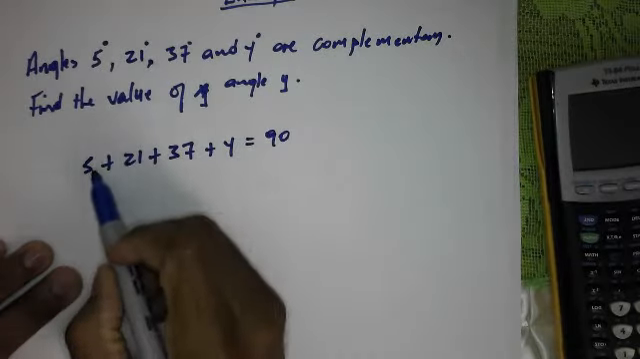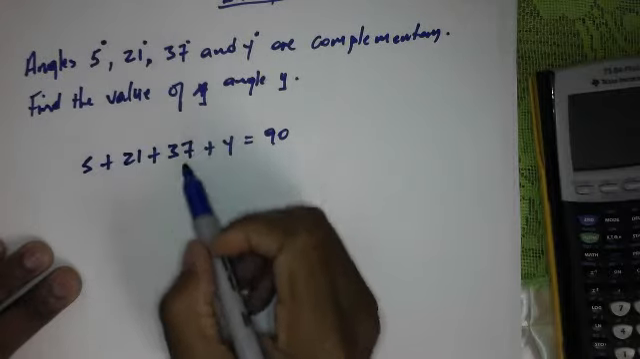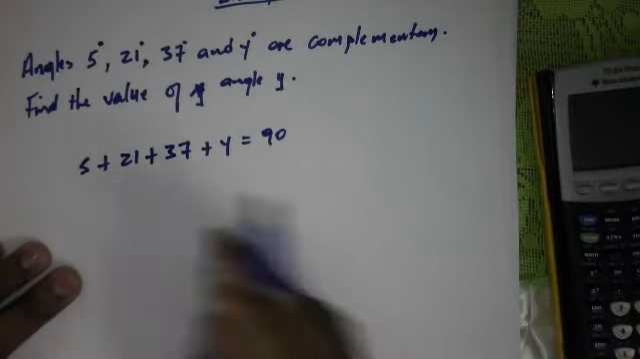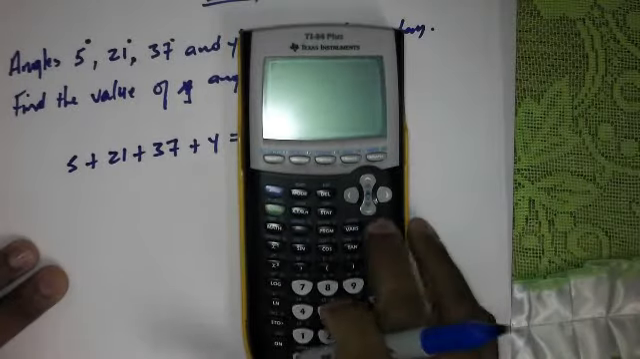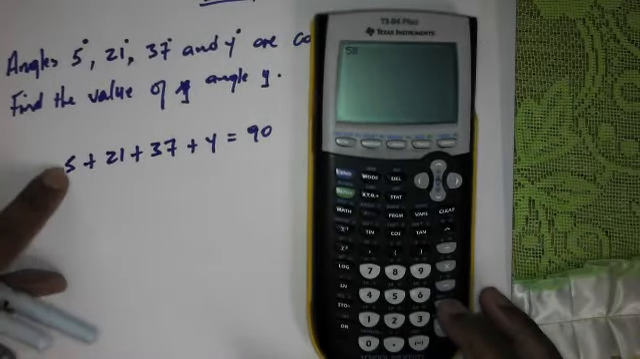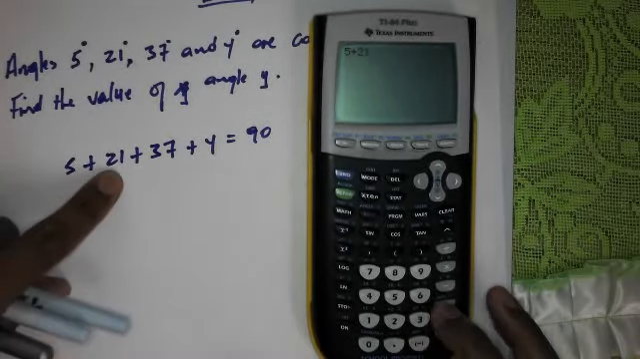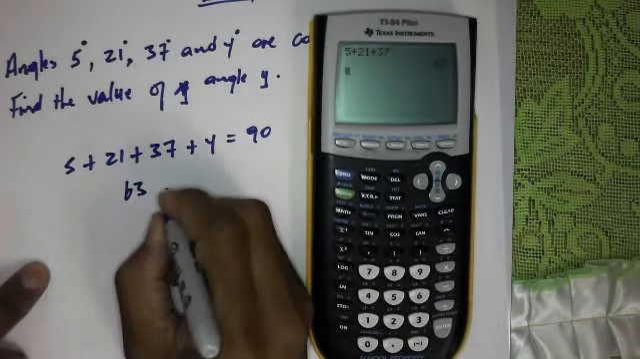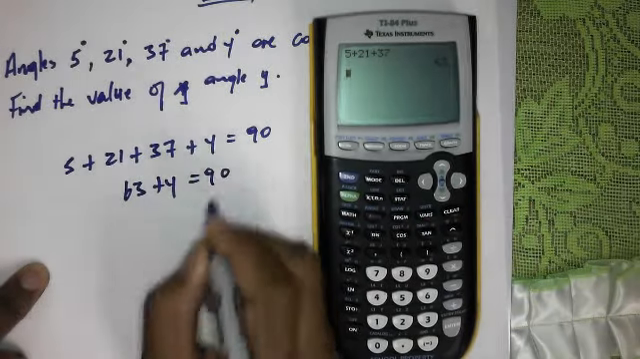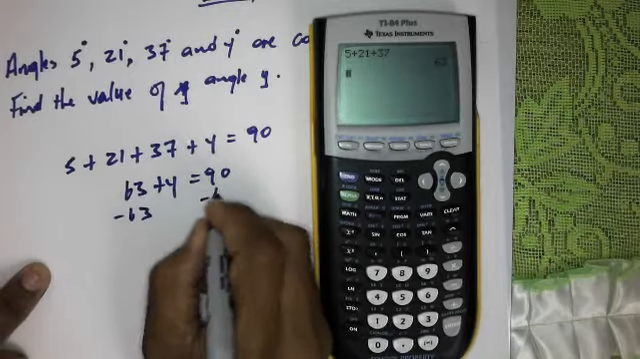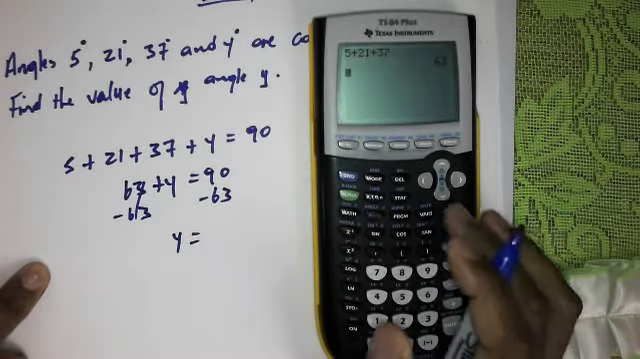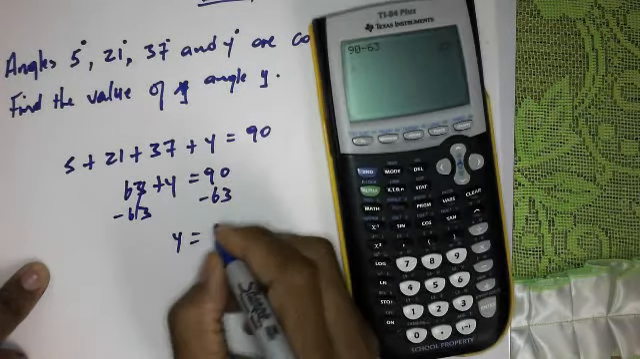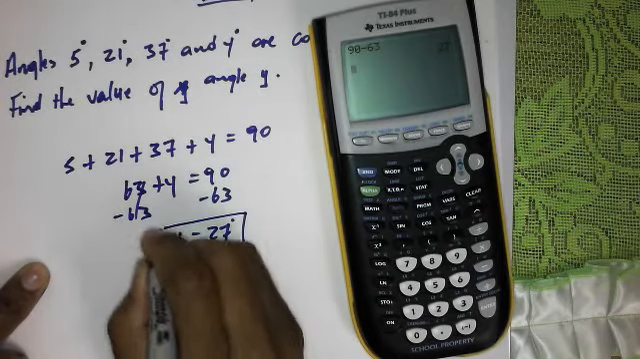So it is this angle here plus this angle here plus this angle here, and that must equal 90 degrees. So let's see what all of this is. Let's grab our calculators just to be sure. So that is 5, plus 21, plus 37, and that equals 63. So that is 63 plus y equals 90 degrees. Then we subtract 63 from both sides. So y equals 90 minus 63, that's 27. Okay, and that is 27 degrees. And that's how you find it.